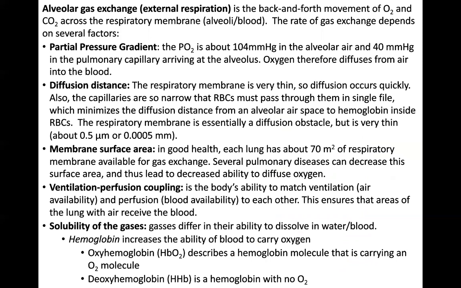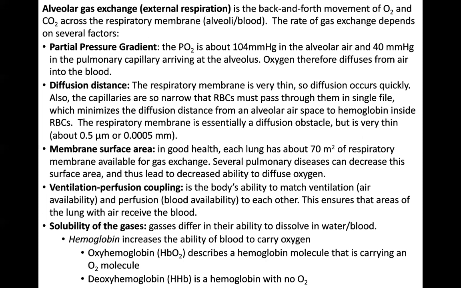Diffusion distance. The respiratory membrane is very thin, so diffusion occurs quickly. Also, capillaries are so narrow that red blood cells must pass through them in single file, minimizing diffusion distance from the alveolar airspace to the hemoglobin inside the red blood cells. So not only is it important to get the oxygen into the blood, it's also important to get the oxygen into the red blood cells, because that's where the hemoglobin is.